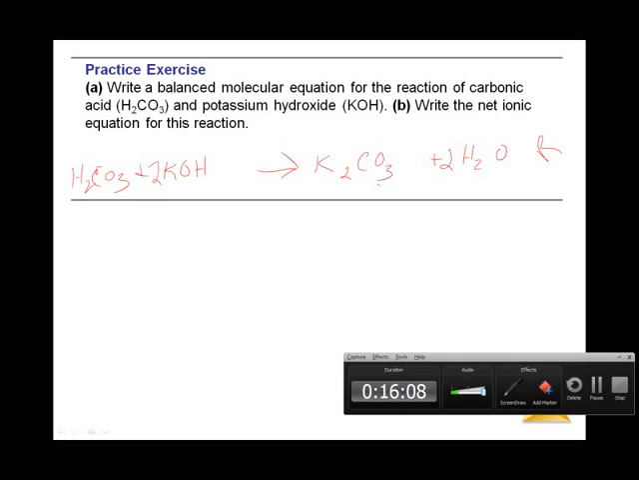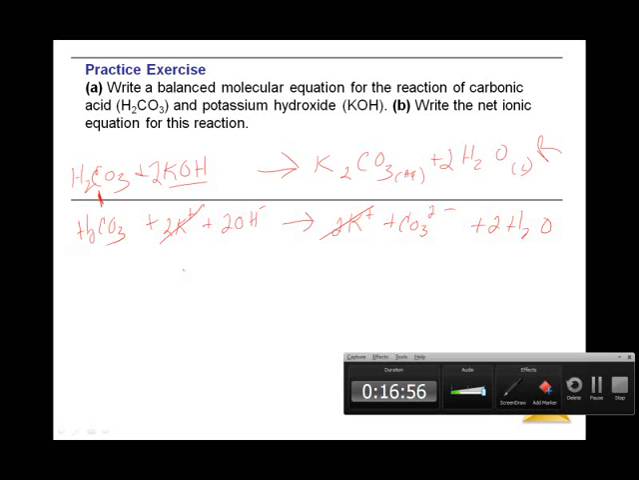Okay, so let's see about writing the complete ionic. The potassium carbonate will be aqueous, it will be soluble, right? Water is going to be a liquid, it's not going to be ionized. Carbonic acid is a weak acid, so I am not going to show that ionized. But this ionic compound, potassium hydroxide, is going to be ionized. So I'm going to have 2K+ and 2OH-. And I'm going to form 2K+, CO3 2-, plus 2 waters. Okay? So the only thing I can eliminate here are my 2 Ks.